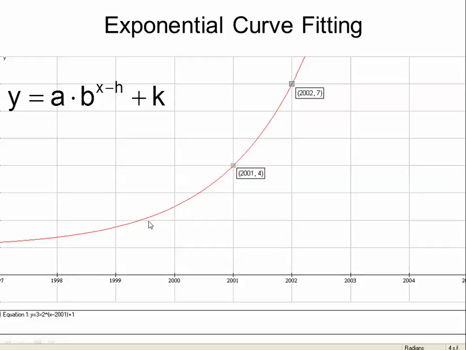Let's say that we had a scatter plot where the data points were along this red line, and we were trying to come up with a function that went through them. Well, this model is an exponential model where we have replaced x with x minus h, and essentially we've replaced y with y minus k, allowing for horizontal and vertical translation.